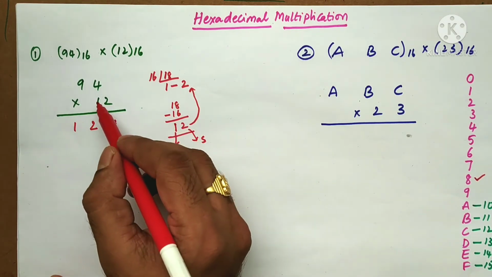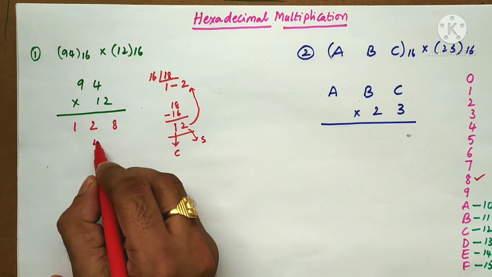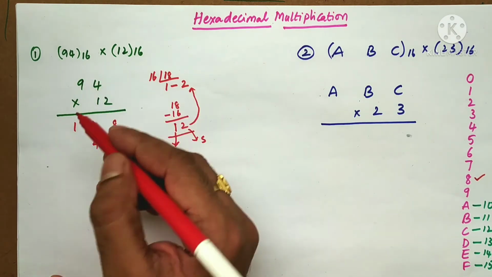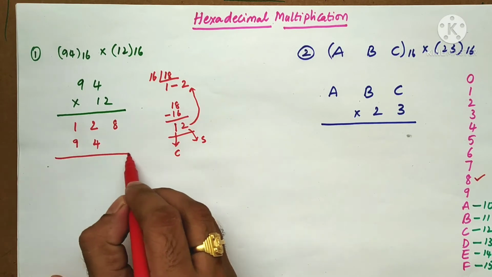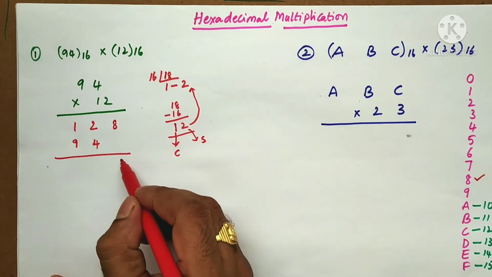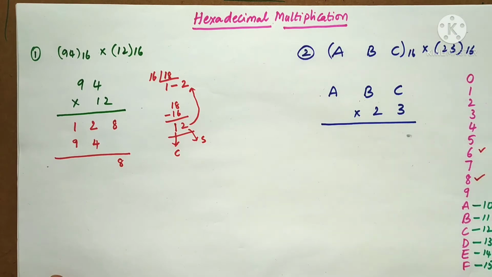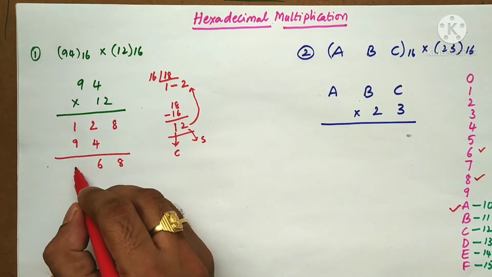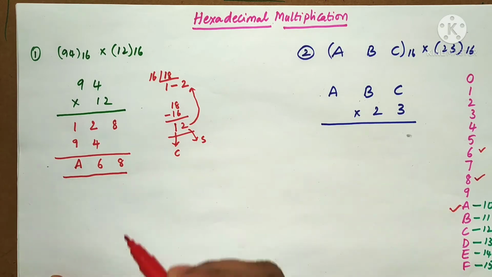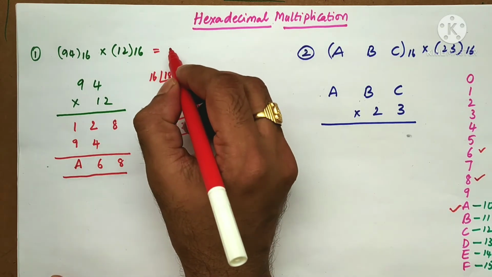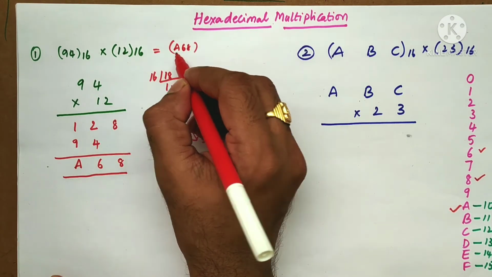Right? So now 1 into 4 is 4. 1 into 9 is 9. So add now. 8. 4 plus 2 is 6. 6 is in hexadecimal number system. So 6 here. 9 plus 1 is 10. 10 means A in hexadecimal number system. So write A here. This is the answer. This is equal to A68 to the base 16.